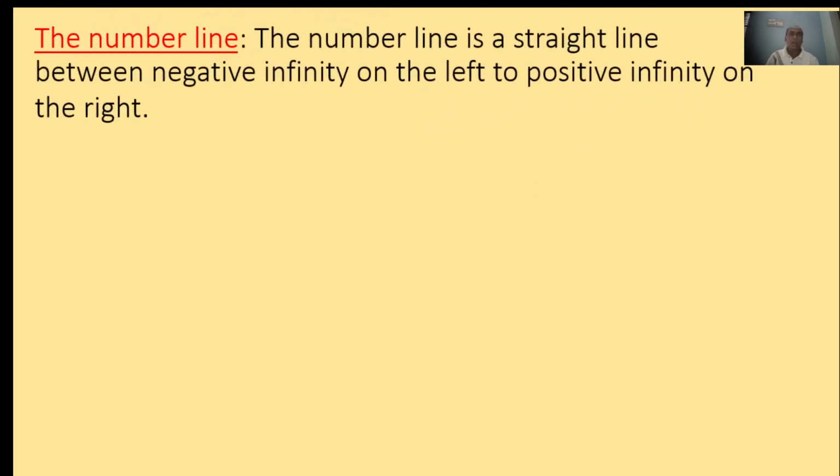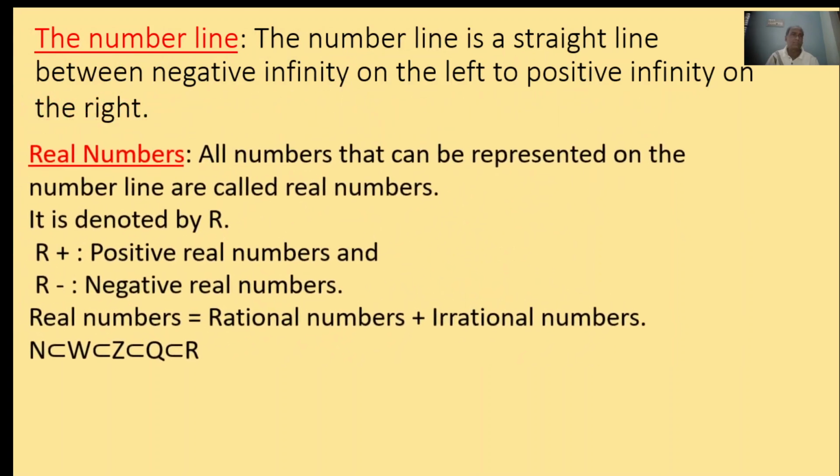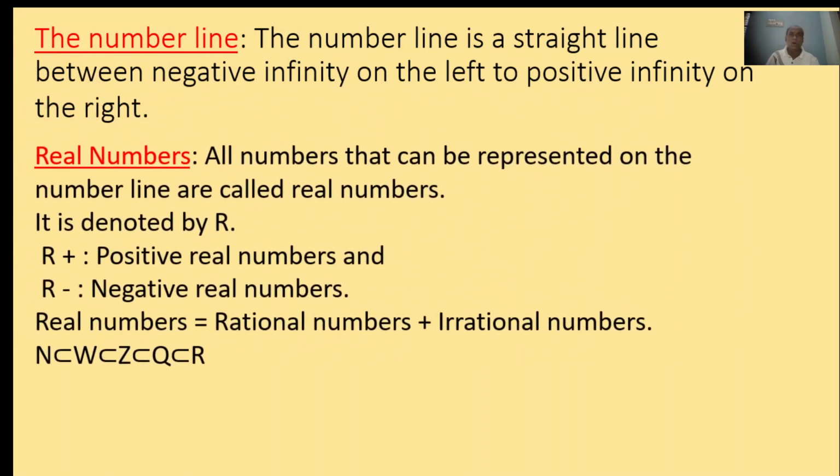The number line. The number line is a straight line from negative infinity on the left to positive infinity on the right. Real numbers. All numbers that can be represented on the number line are called real numbers. It is denoted by R. R plus is positive real numbers, R minus is negative real numbers. Real numbers is equal to rational numbers plus irrational numbers. Now N subset of W subset of Z subset of Q subset of R.